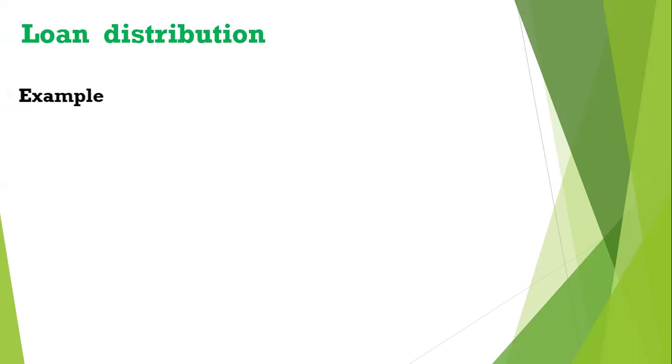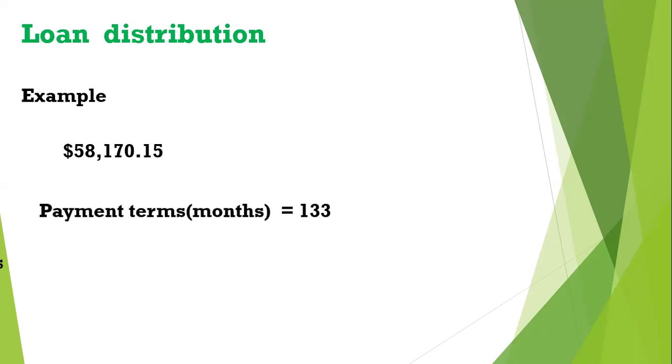Now the loan distribution: how do they distribute your loan? If you take your student loan, what part do you pay interest on? Let's say, for example, this person has $58,170.15. The payment term will be 133 payments, which is 12 years. That's how long it will take you if you have 58,000 in student loan.